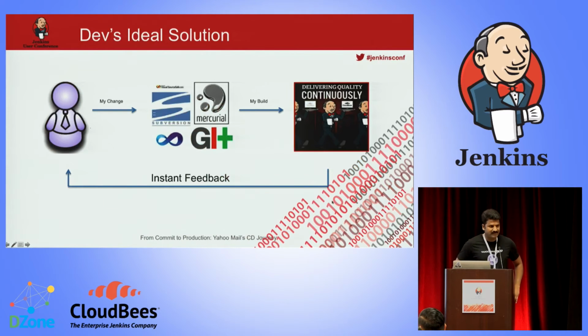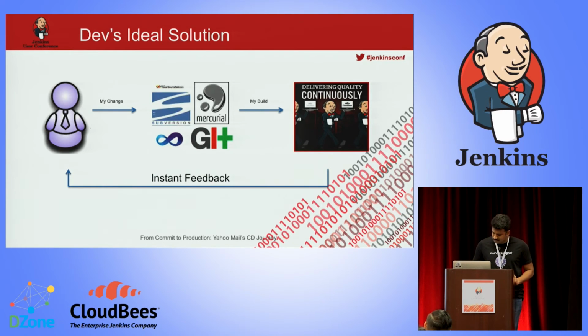Okay, so what is the dev's feedback? They need an ideal solution. They make a change, push it to an SCM system, which can be anything, and make a build in the continuous pipeline, Jenkins, and they want to get instant feedback. So once they get the instant feedback, we went to the board and decided what the main challenges we are facing are.